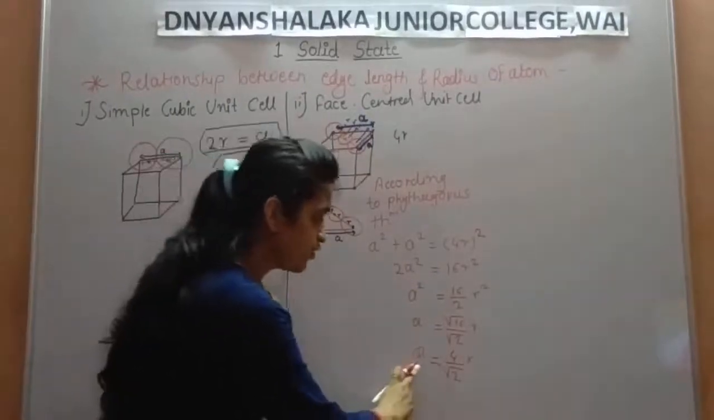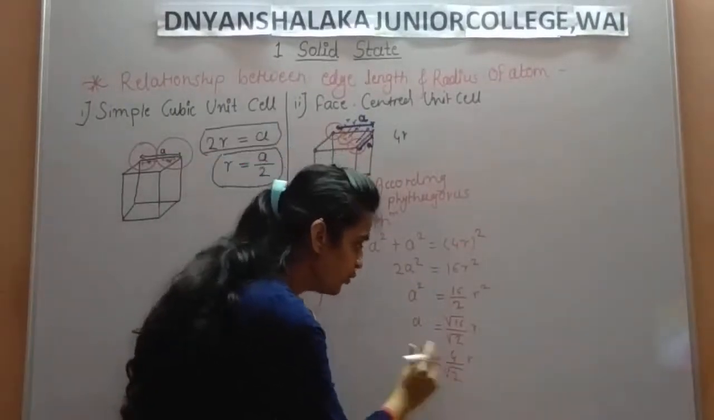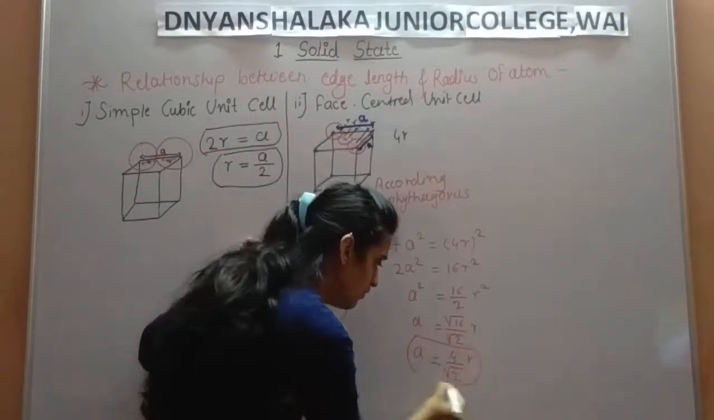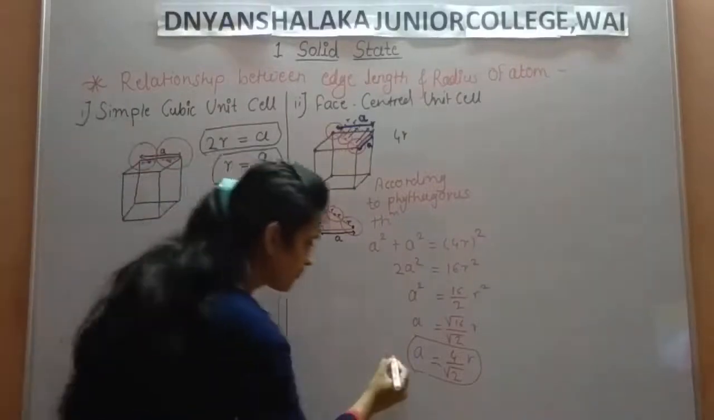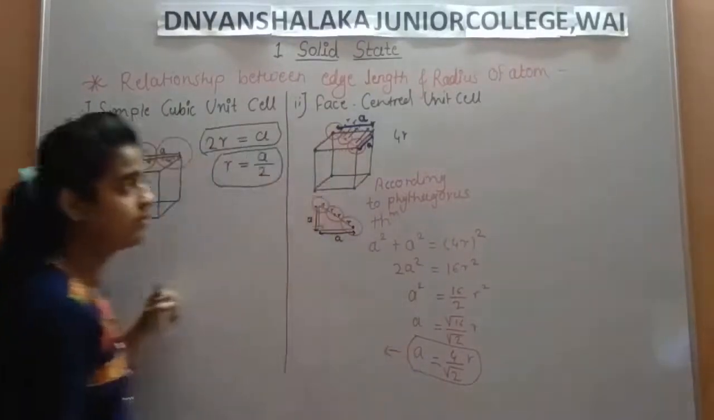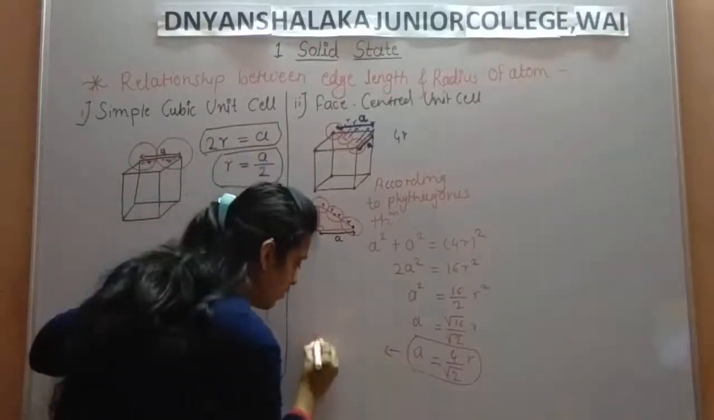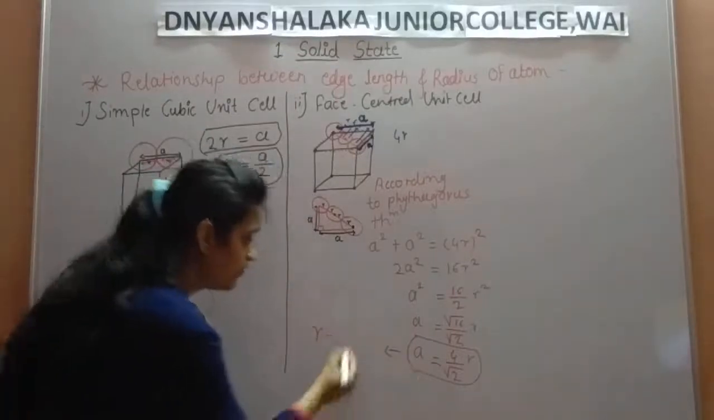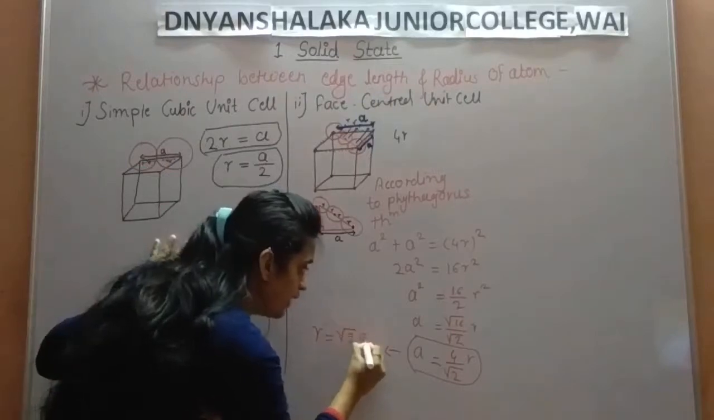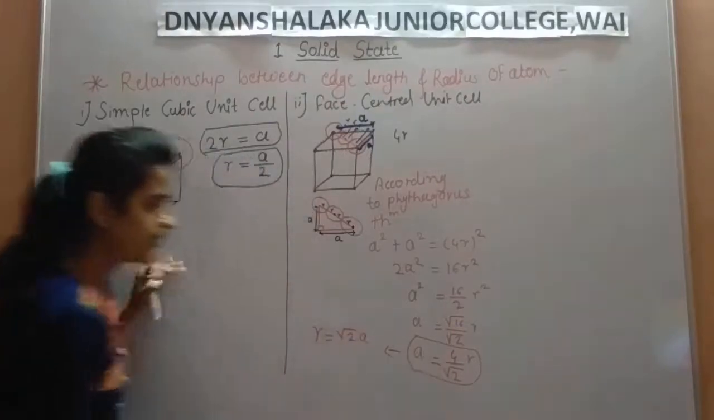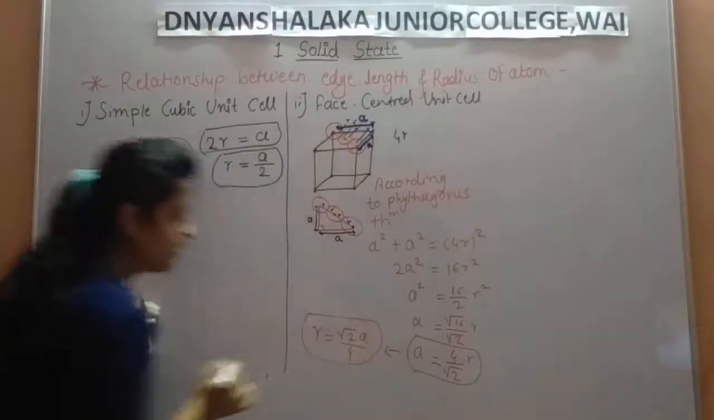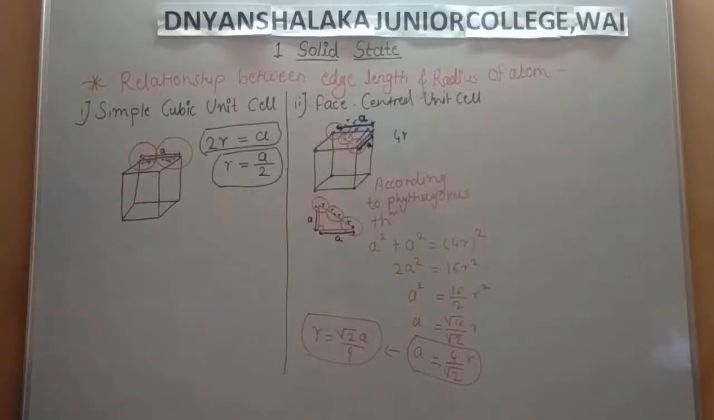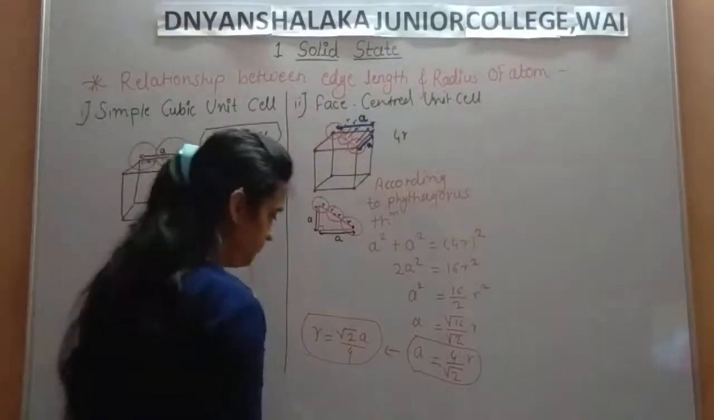So this is for face center cube, a, which is equal to 4 upon root 2 into r. This is our first relation. Next, for face center cubic unit cell, the radius of atom: r is equal to root 2 into a upon 4. So this is the radius of atom for face center unit cell, root 2 upon 4 into a.